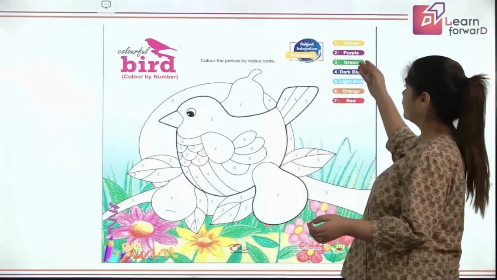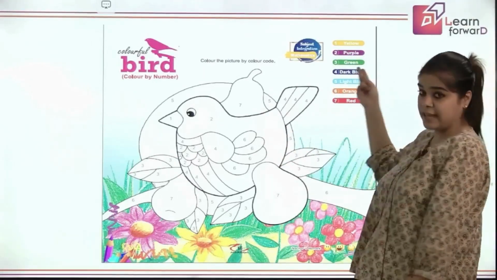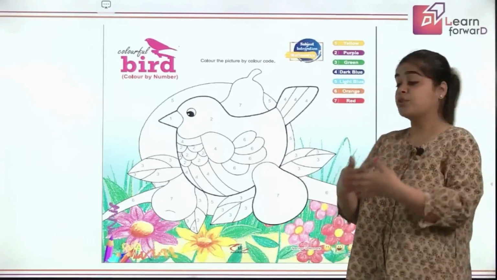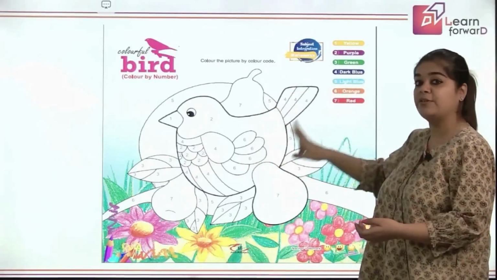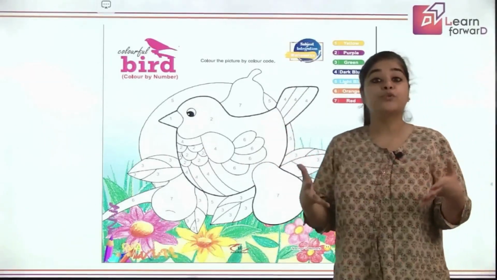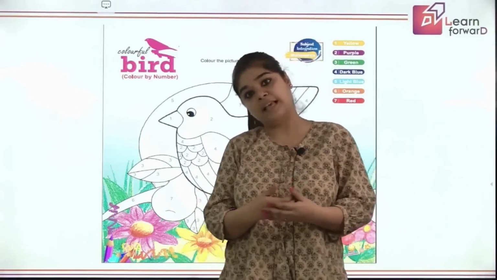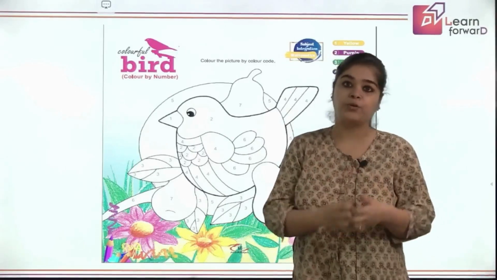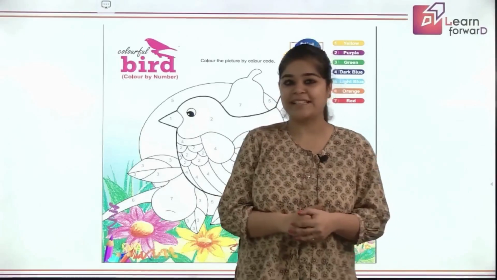Same, number 3 is associated with green, 4 is dark blue, 5 is light blue, 6 is orange, and 7 is red. So you have to find the numbers, see the color associated, and then fill in the color. You can choose any color of your choice. I will be using poster colors here, so as to teach you how to use poster colors and how to use a brush. So are you excited? Come on, let's get started.